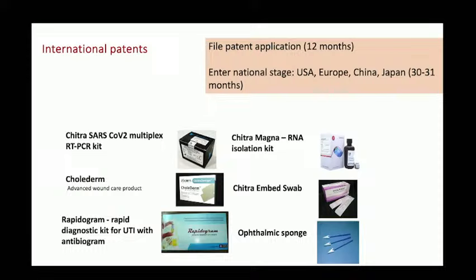A little bit about international patents. The patent application is filed within 12 months, and it can be either a USA patent, Europe patent, China patent, or a Japan patent. The other important thing is that this is country specific. So you have to understand where your business is, and based on that, you have to make a patent. So these are all the COVID-related, pandemic-related products, two of which have now been taken up by WHO, which will be disseminated throughout the world, and the MOU has been signed.